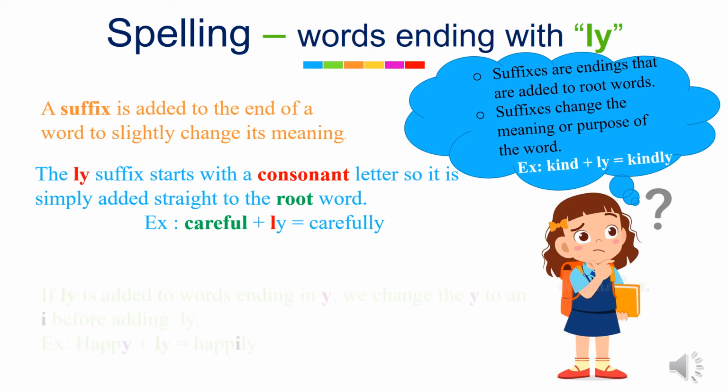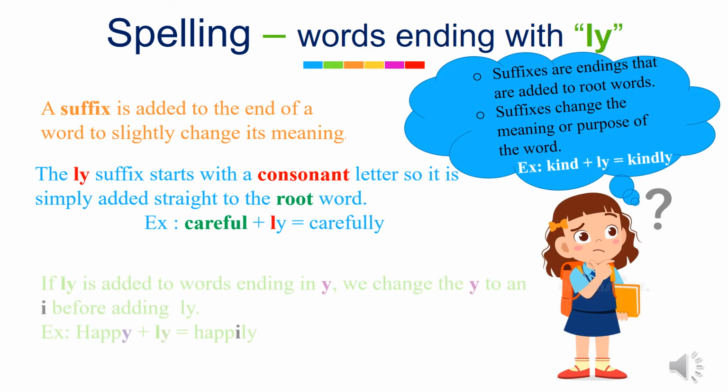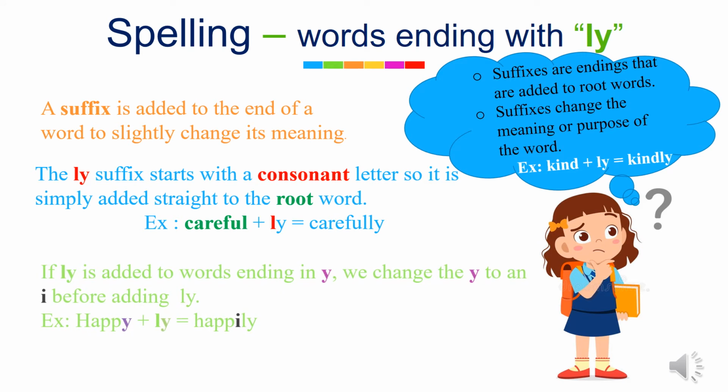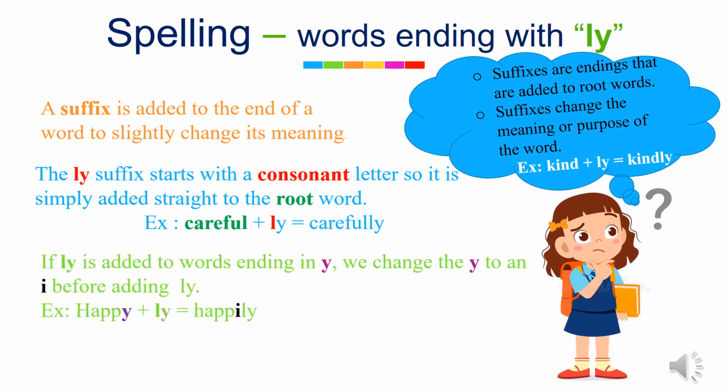If ly is added to words ending in y, we change the y into an i before adding ly. See the example below. The word is happy. The word happy is the root word and it ends with a y. So we simply change y into an i before adding ly, then it becomes happily.